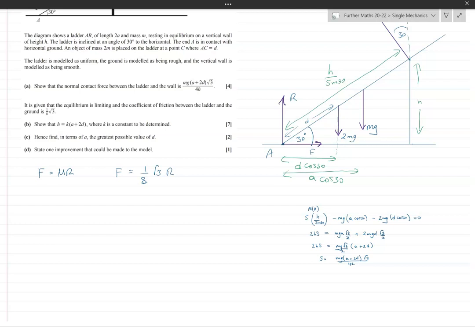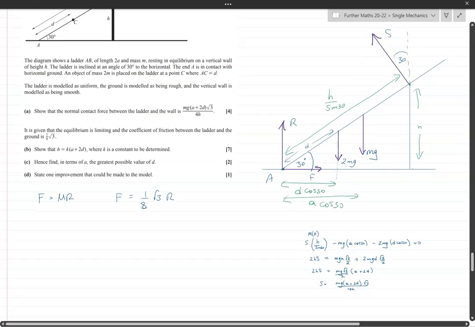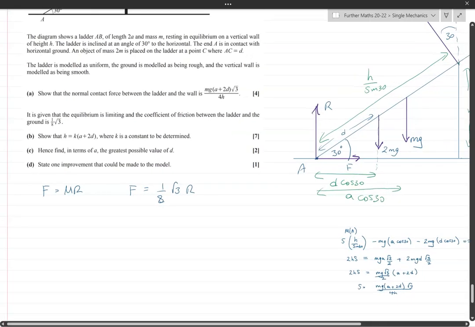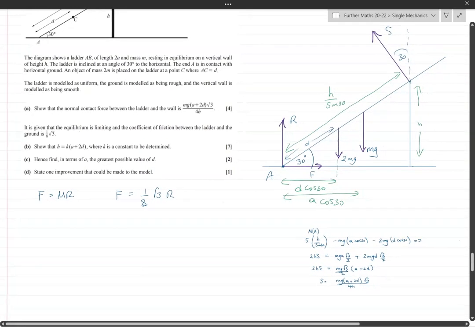Well, 7 marks. So if we can get S in a different kind of resolving type approach, which we should do now, because we know what the F is in terms of R. So resolving vertically and horizontally, we should be able to get S again and then equate it to that and get what we need. So I'm going to resolve vertically and horizontally here.